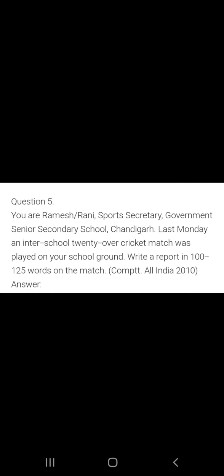There is one more sample, children. You are Ramesh or Rani, Sports Secretary, Government Senior Secondary School, Chandigarh. Last Monday, an inter-school 20 over cricket match was played on your school ground. Write a report in 100 to 125 words on the match. It has come in the compartment exam of All India 2010.